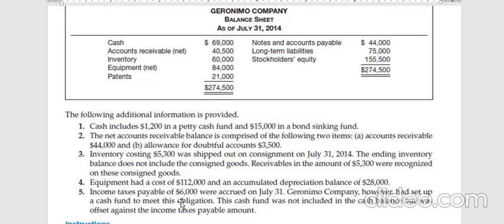So let's clarify it. The tax liability is created, $6,000, but the money is not paid. Why? Because the company had set up a cash fund to meet its obligation. It means, in simple words, that the company had put aside $6,000 to pay the government very soon. Arrangement is made. This cash fund was not included in the cash balance but was offset against the income tax payable amount.